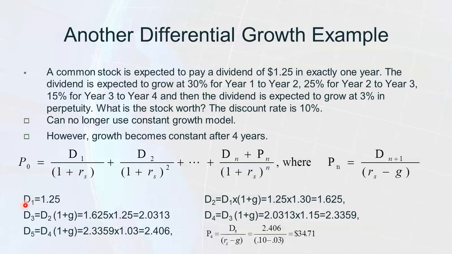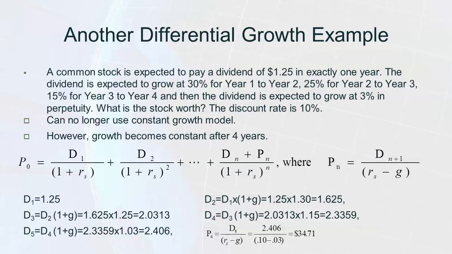So we have dividend 1 is $1.25, dividend 2 is dividend 1 times 1 plus 30%, which is $1.625. And the third dividend is your second dividend times 1 plus growth rate, so $2.03. And your fourth dividend equals dividend 3 times 1 plus g again, in that case we have 15%, so you have $2.33.